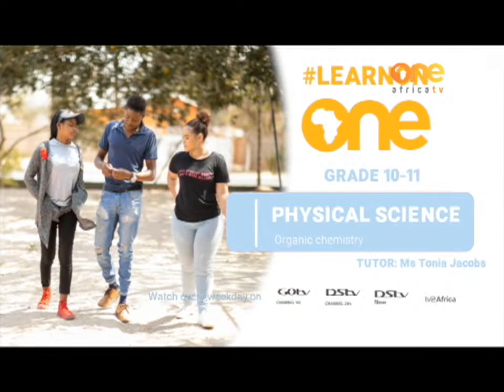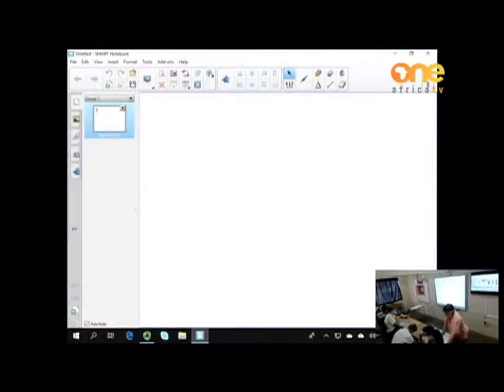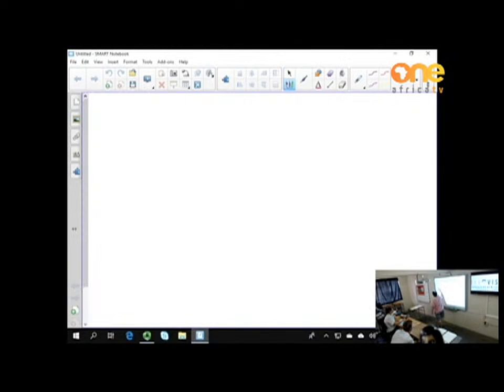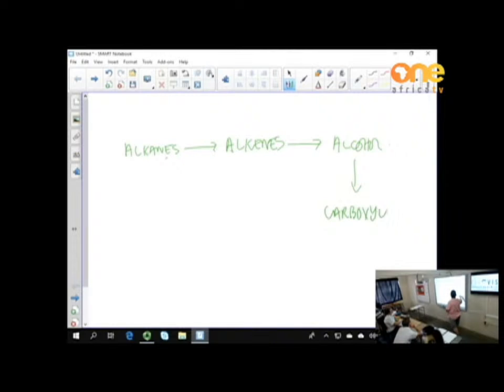Organic chemistry. In the previous period, we've had a look at the carboxylic acids. Just to recap, we said from the alkanes, we can go to alkenes. How do we do that? Cracking of an alkane. Okay. From an alkene, I can go to alcohol by the addition of water in the form of steam, and from an alcohol I can go to a carboxylic acid, and this is by oxidation of the alcohol.